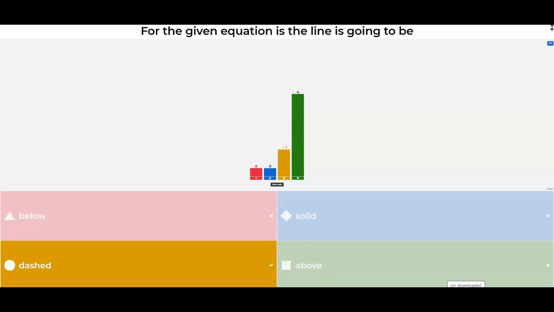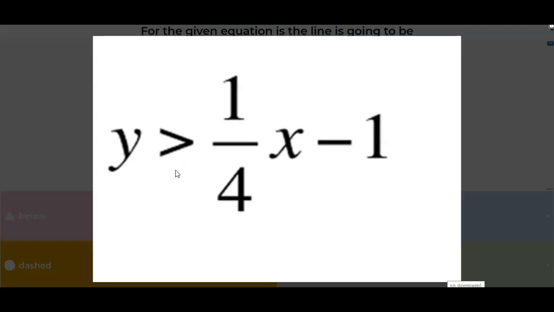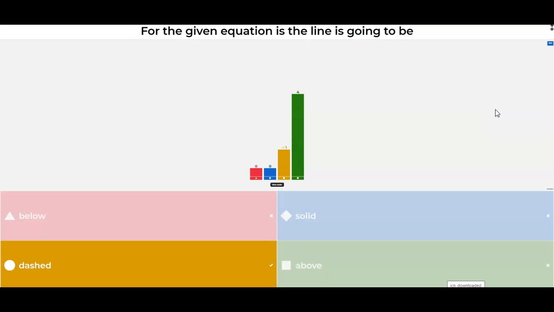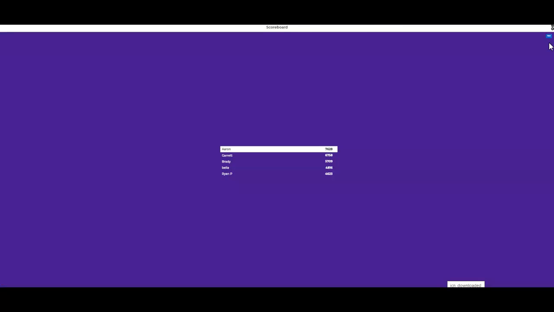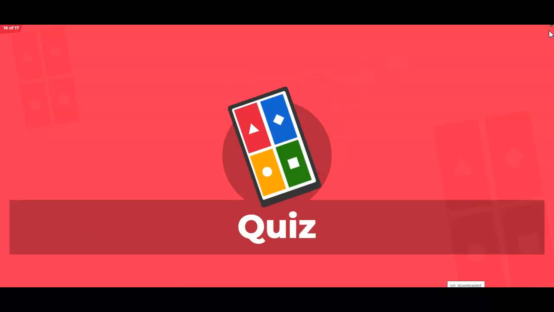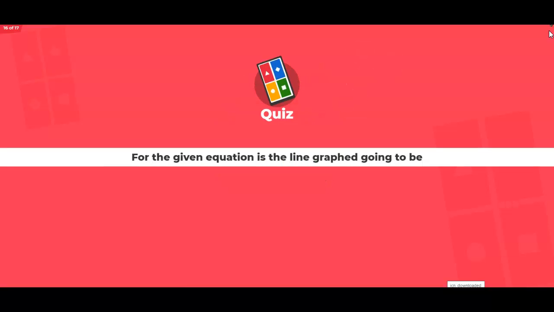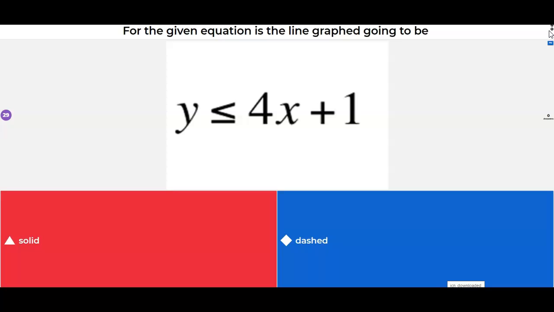Good. The line is dashed. And in this case, we had a lot of green, so it's also above. So solid or dashed.